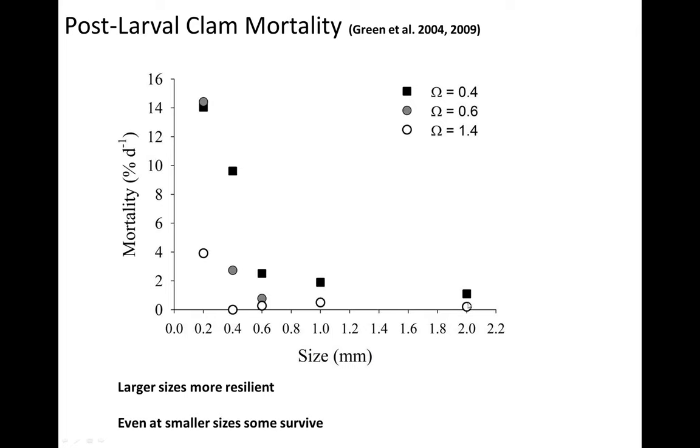And then as the organisms get larger, the difference in mortality rate between essentially a good chemistry and not so good chemistry for the organisms really decreases. And so there's a lot happening in this life history stage, in that transition.